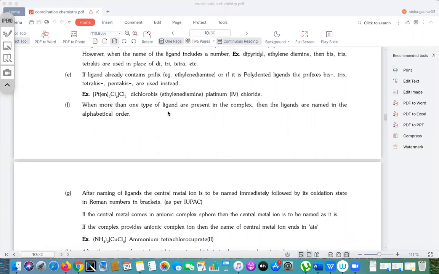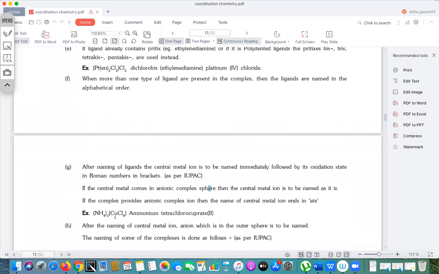If there is more than one type of ligand, you need to follow alphabetical sequence. After naming the ligands, the central metal ion is to be named immediately, followed by its oxidation state in Roman numerals in parentheses, as per IUPAC.